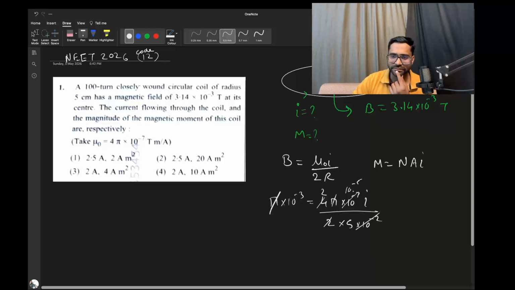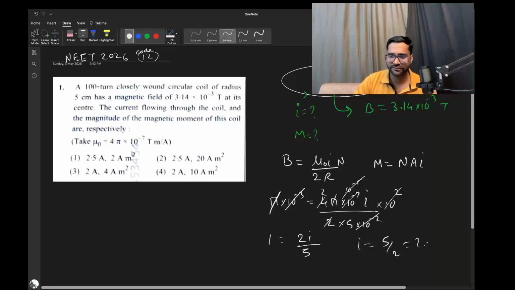So your 10 raised to minus 5. And the number of turns is 100, so we will multiply this by 10 raised to 2 as well. So 10 raised to minus 5 plus 2 is minus 3. Minus 3 gets cancelled with minus 3. So what is left is 1 is equal to 2I upon 5. So your I becomes 5 by 2, which is 2.5 ampere.